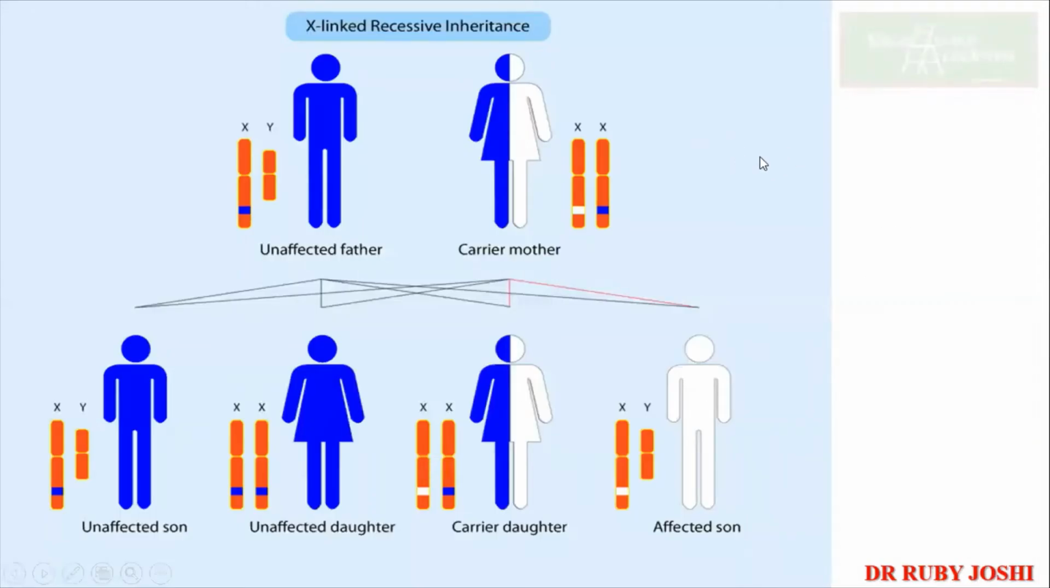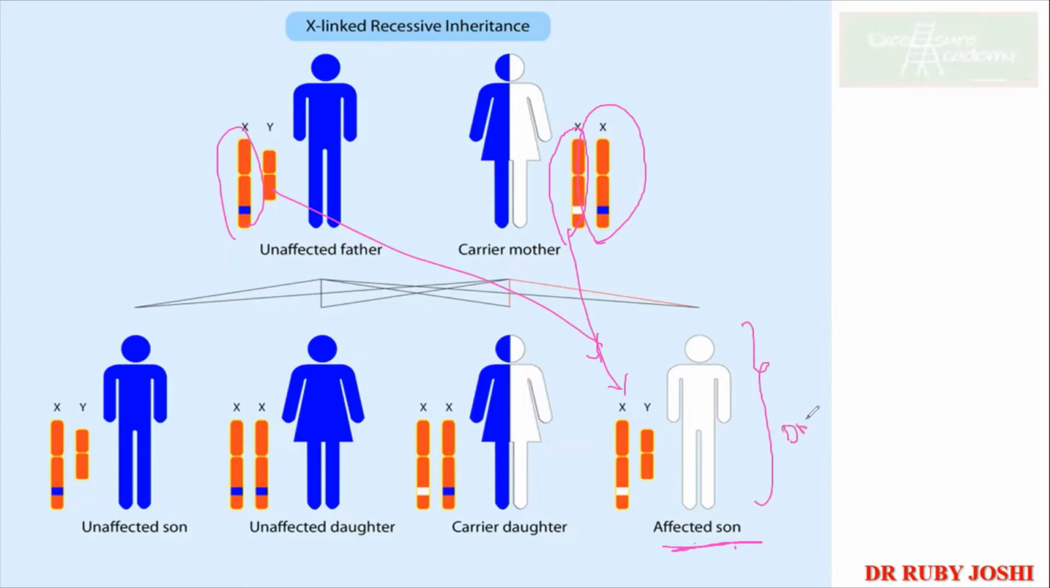Okay, now since, as I said, this is X-linked recessive inheritance, if you have an unaffected father and a carrier mother, then the probability of having an affected son is 1/4. So unaffected son has X and Y, unaffected daughter, because X and X is normal. Carrier daughter, if she gets this chromosome, then with this she becomes the carrier daughter. Now if you have the affected son, having this chromosome here and then Y chromosome here, this son is going to be affected, so this son is going to have DMD.